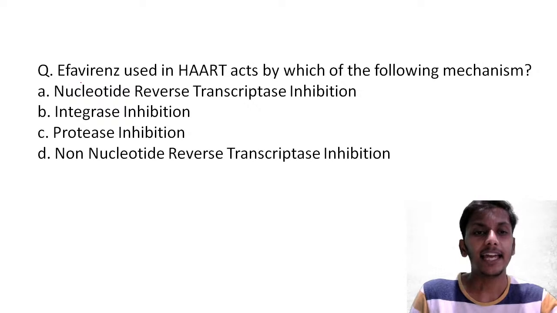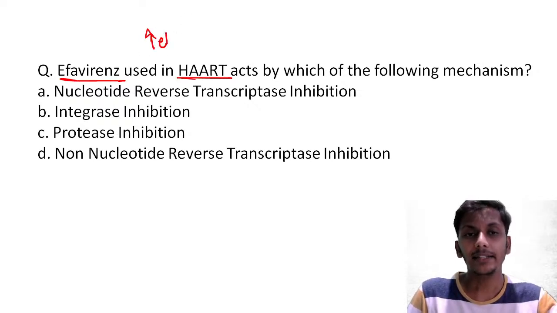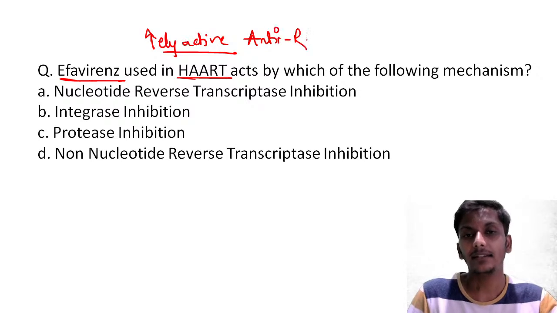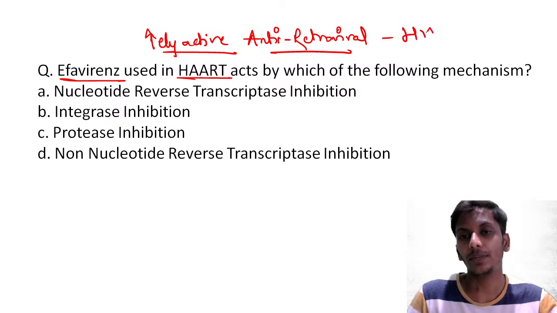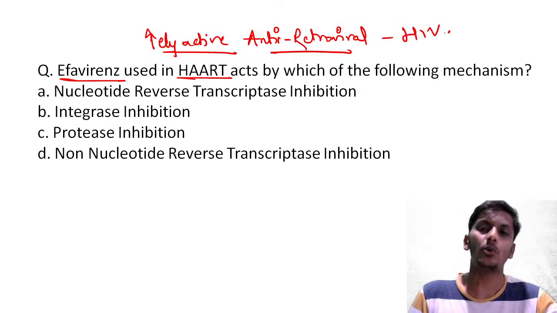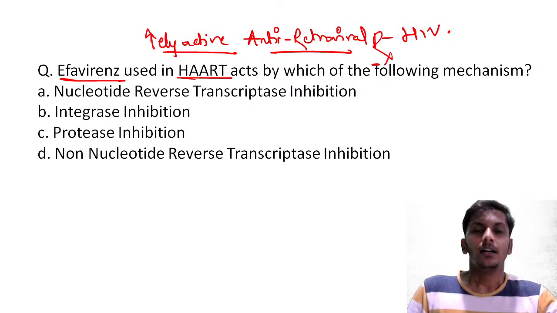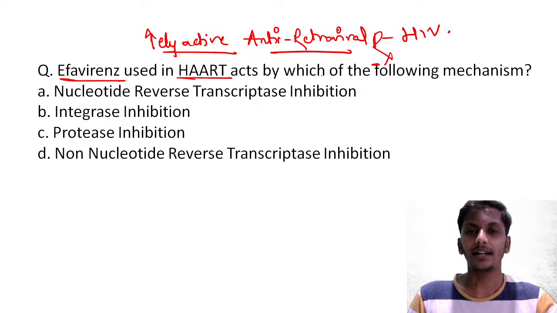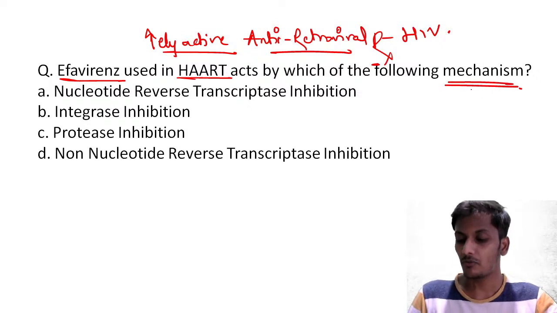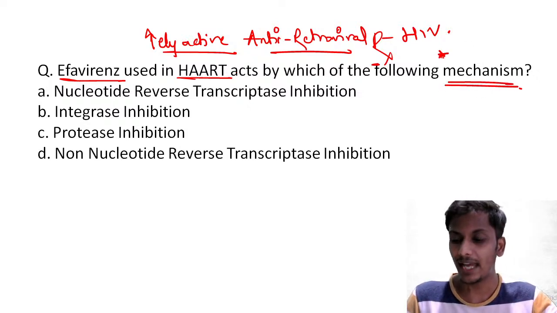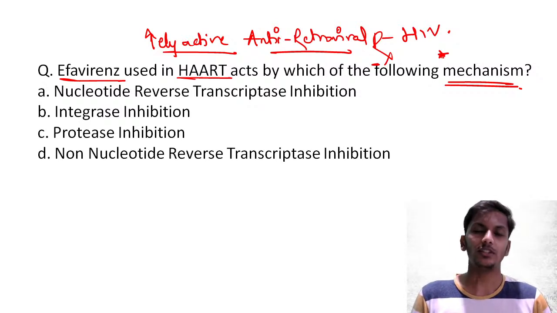That states efavirenz used in HAART. What is HAART? It is highly active antiretroviral therapy. And this is used against which infection? Yes, it is used against HIV. So please remember, highly active antiretroviral therapy is used for what? AIDS, HIV AIDS. So efavirenz used in cases of HAART acts by which of the following mechanism? So what do we need to find? We need to find the mechanism of action of efavirenz, which is used usually in HAART.